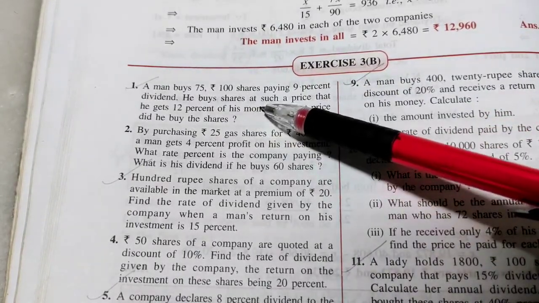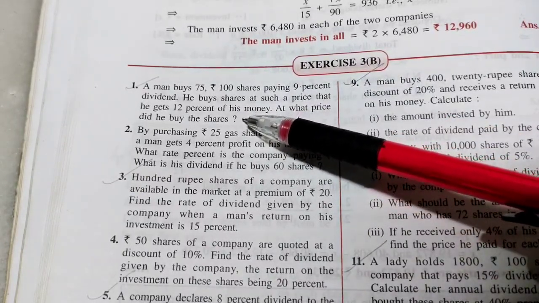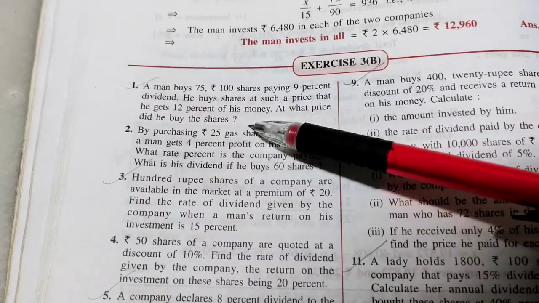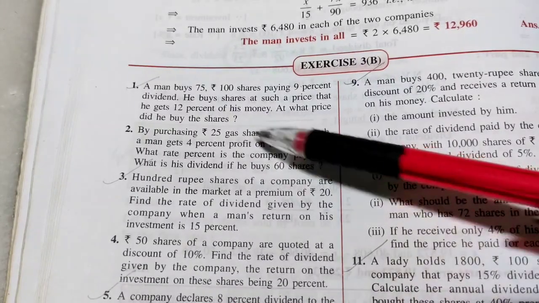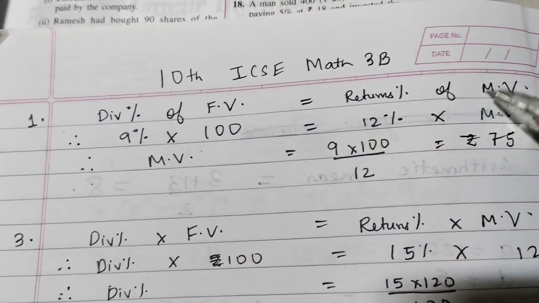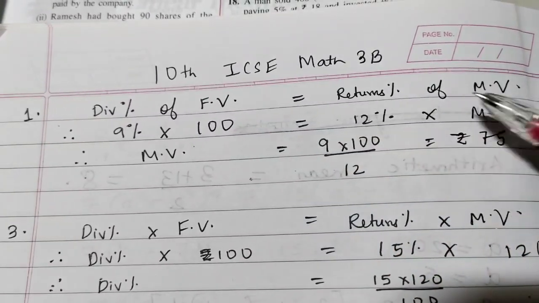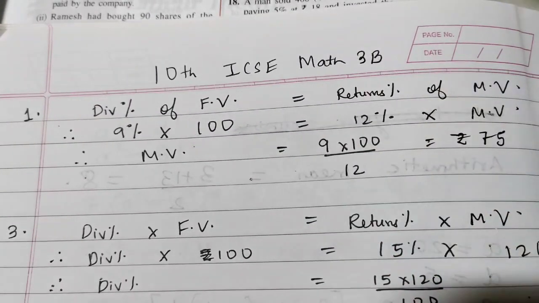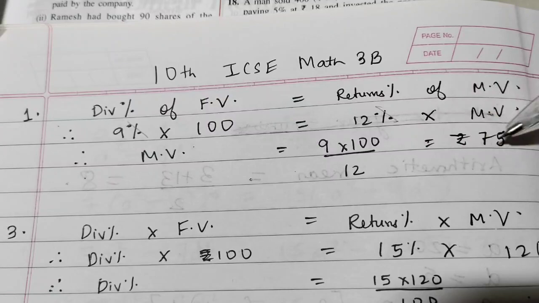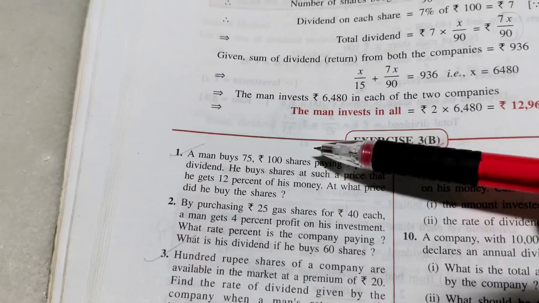He buys shares at such a price that he gets 12% of his money. That's the profit percent or the returns percent. At what price did he buy the shares? That is the market value. So the formula to be used here is dividend percent of FV is equal to returns percent of MV. So 9% into 100 is equal to 12% into MV. Here percent cut, and then we can find the value of MV as 75. Note that the number of shares 75 was of no use in this sum.